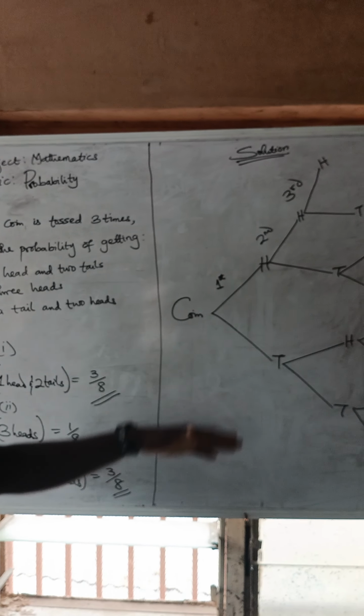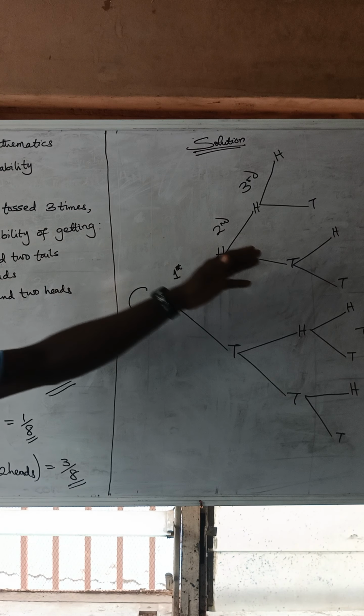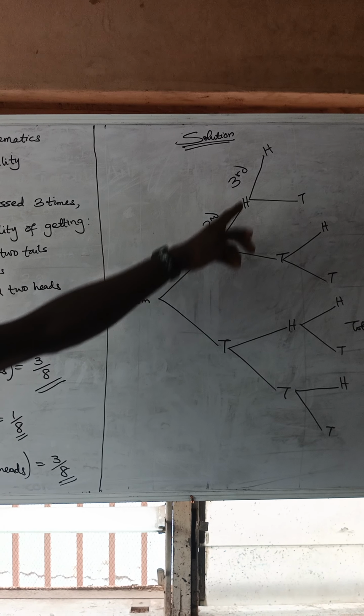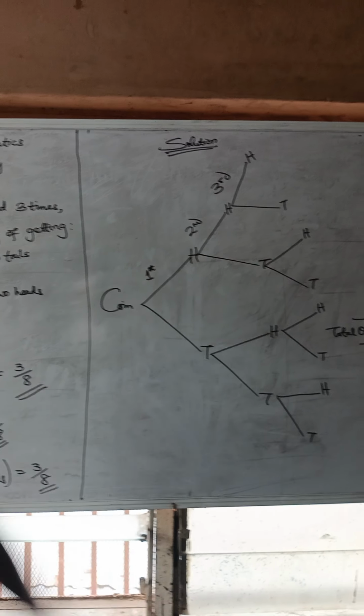So very simple. This is the first row: we have head and tail. For the second row, you go to the head, you have a diagram, the head and tail there. So like that, like that, like that.